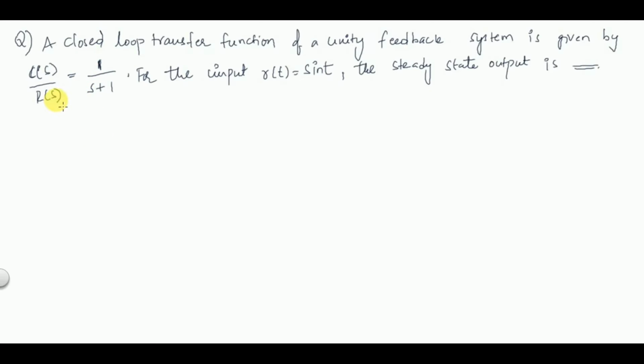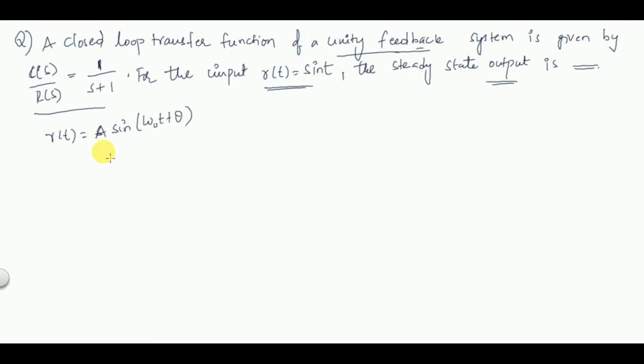Now we'll solve this problem. It is given that the closed loop transfer function of a unity feedback system is c of s by r of s as shown, and the input r of t is a sinusoidal signal, then its corresponding output is dash. The same sinusoidal analysis concept can be used. What is the standard form? r of t is equal to A sine omega naught t plus theta.